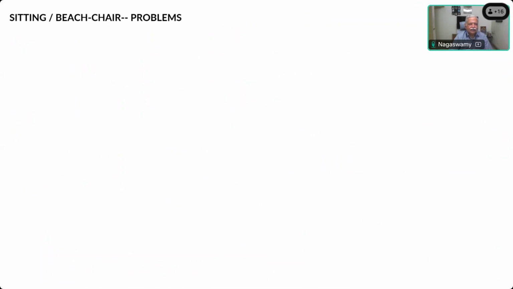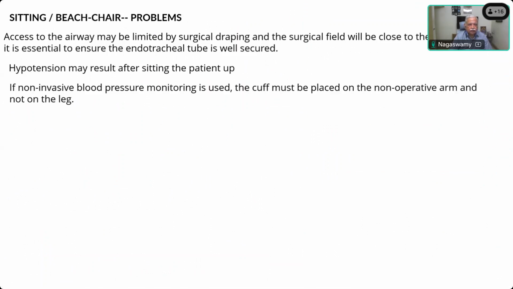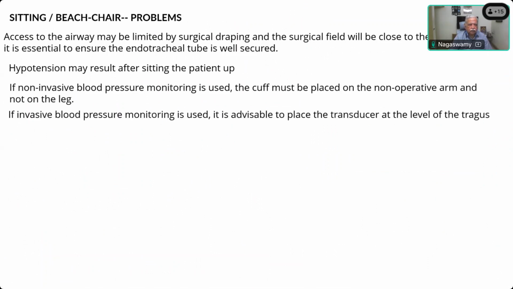Excellent. Now coming to sitting or beach chair problems, access to the airway will be limited after surgical draping, so make sure that the endotracheal tube is well secured and always note the length and write it on the plaster that you put on so that you know whether it has moved out or moved in. Hypotension is very, very common once you put the patient in sitting posture, so it has to be done in a very gradual fashion.